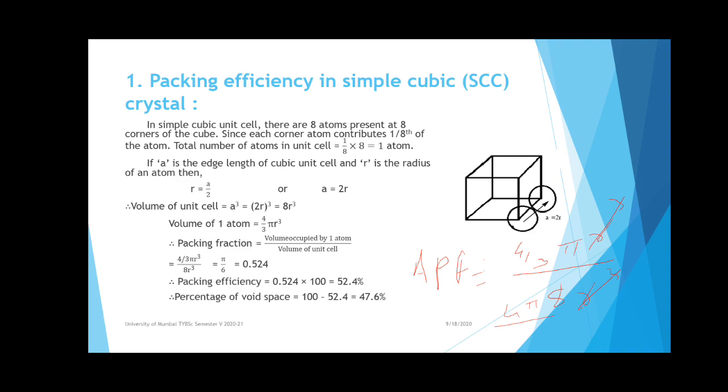Then the atomic packing factor F is equal to volume occupied by one atom divided by volume of unit cell, which becomes 4 by 3 pi r cube upon 8 r cube. If you solve that, you will get pi upon 6, which is equal to 0.524. So packing efficiency for such a type of unit cell is 52.4%. That means near about half of the packing remains unoccupied. That is called the percentage of void space, which remains empty.